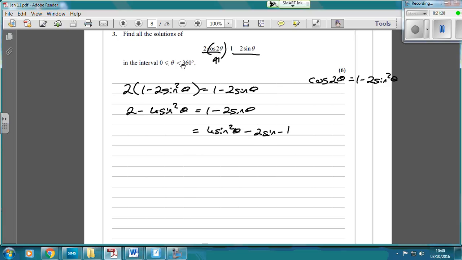And it doesn't look like that factorizes. So if we then use the quadratic rule, x equals minus b, so that's going to be minus 2, plus or minus the square root of b squared minus 4 times a times c, so 4 times 4 times minus 1, all over 2a.